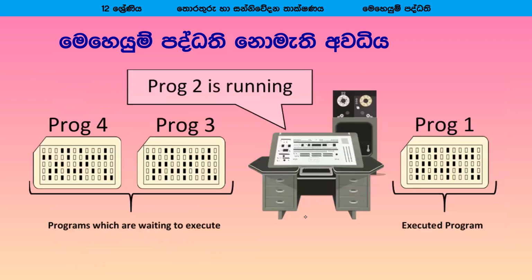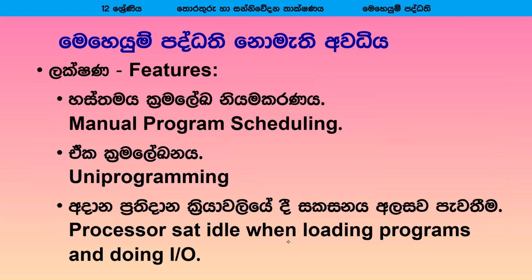And yeah, this is the thing that I told you, which indicates the serial processing. This particular program on my right-hand side is considered done and has been executed. The second program is executing inside, and the third and fourth programs have to wait until the second program is done, right? And as features, manual program scheduling should happen.